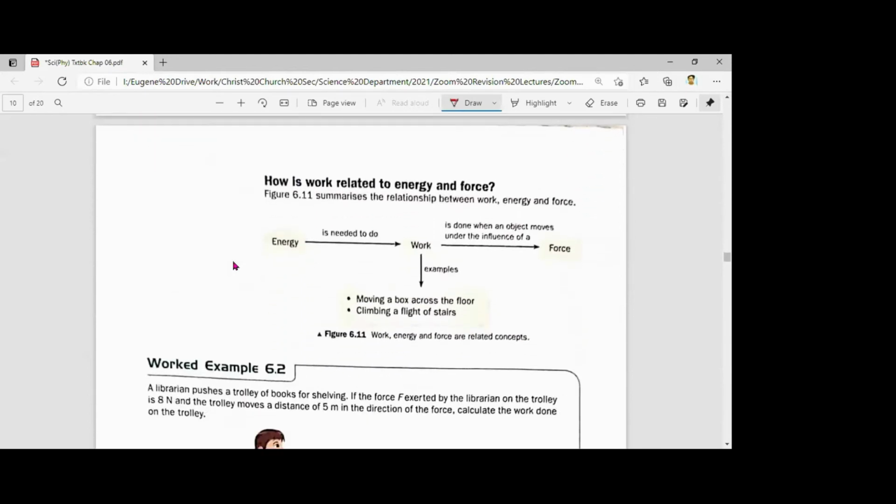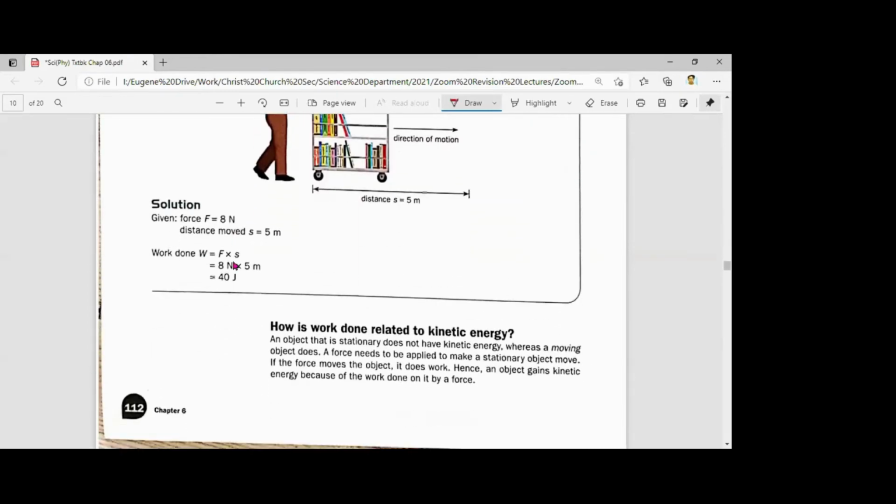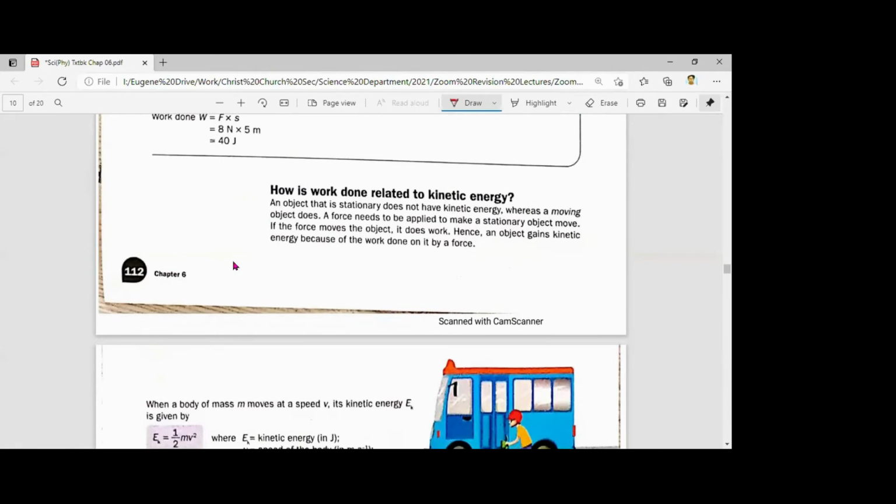Okay, so how is work related to energy and force? You need energy to do work. And for you to do work, you need to make sure that the object moves and there must be a force present. That's why the formula is work done equals force times distance. Okay, so this one, no issue now. Then the next question is, how is work done related to kinetic energy? A force needs to be applied to make a stationary object move. If you apply a force and the object moves, force applied, object moves, there is work done.